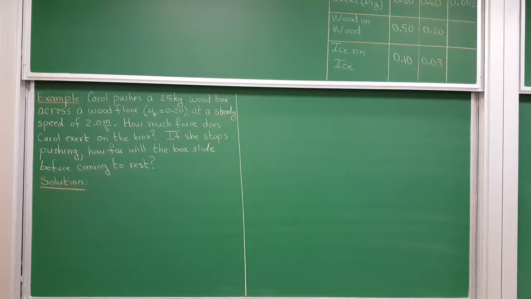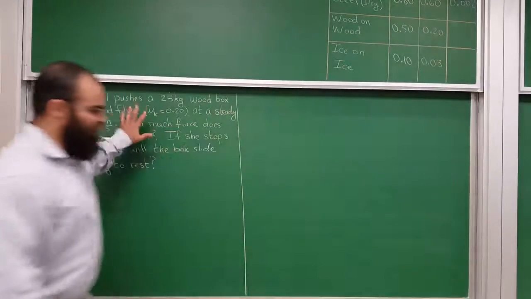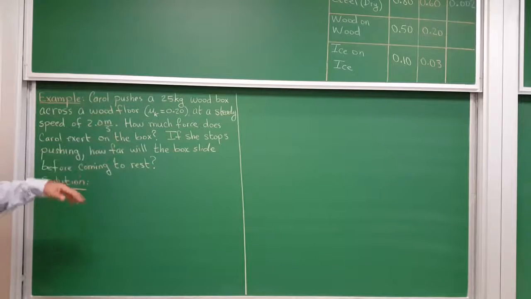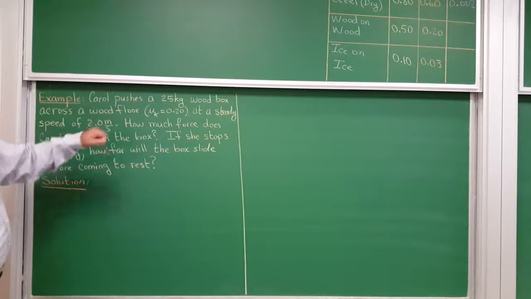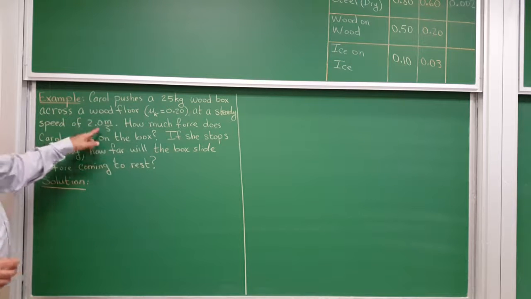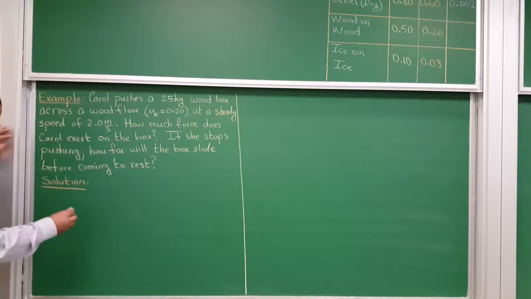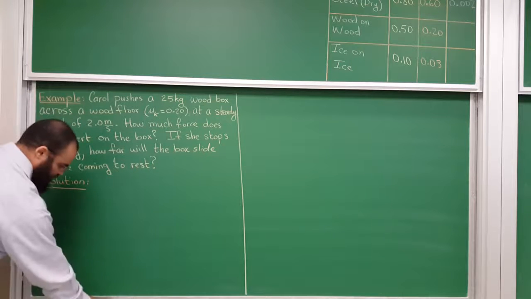All right, welcome back for the next one. In the previous video, we read this problem, but we want to reread it again. So you have here, Carol is pushing a 25 kilogram wood box across a wood floor at a steady speed of 2 meters per second. So here is what's happening.